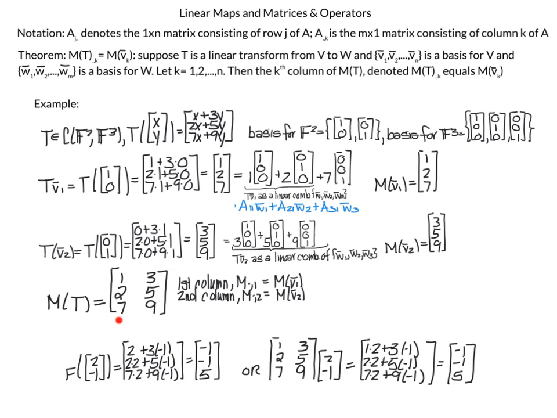So to show how this matrix works, let's say I wanted to do my transformation. This shouldn't be an F, but it should be a T. If I want to do my transformation now on the vector (2, -1), I can plug it straight in here, and I get 2 plus 3 times negative 1, 2 times 2 plus 5 times negative 1, and 7 times 2 plus 9 times negative 1, which is (-1, 5). Or I can take my matrix of transformation, (1, 2, 7), (3, 5, 9), multiply by my vector in R2, (2, -1), and I will get the same vector (-1, 5).